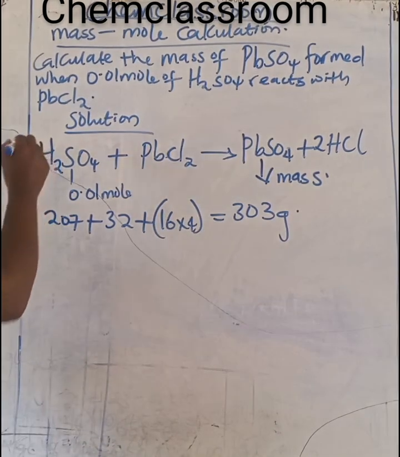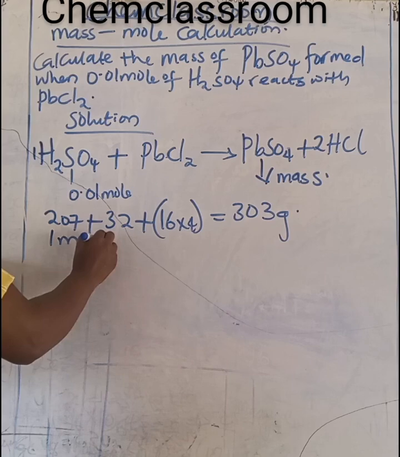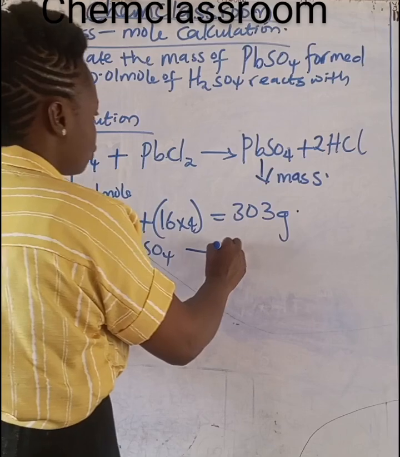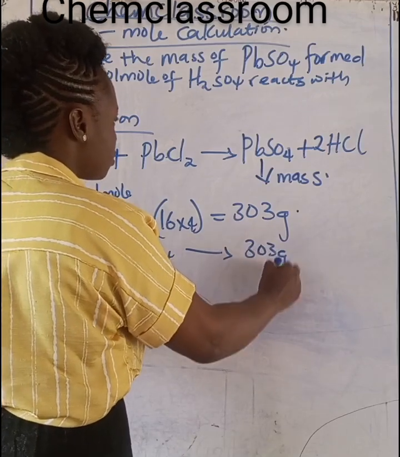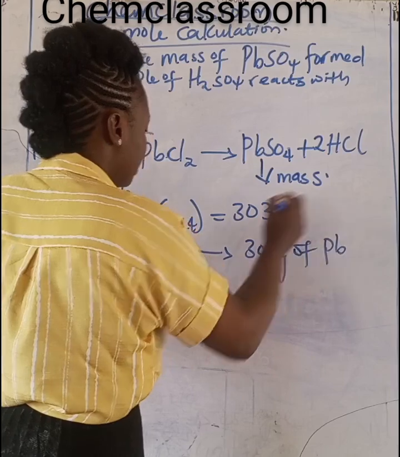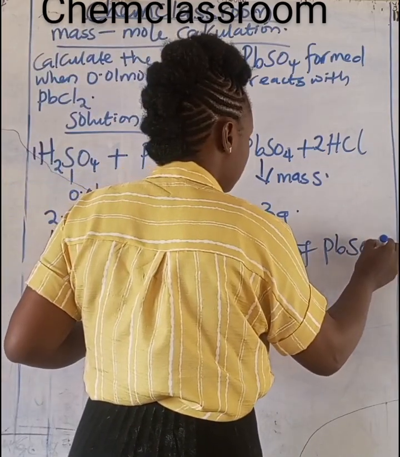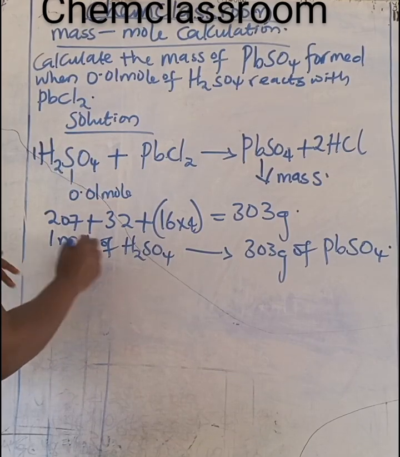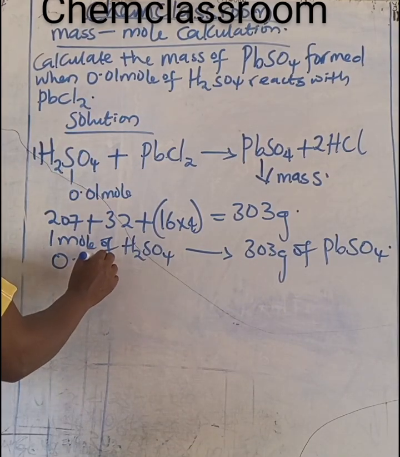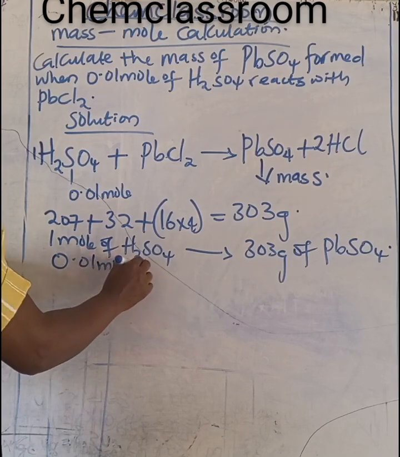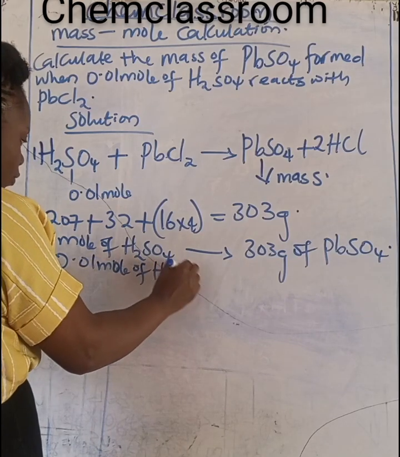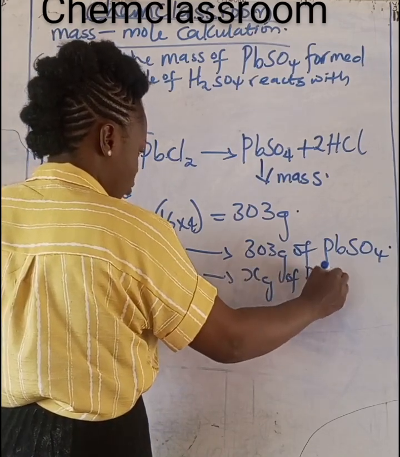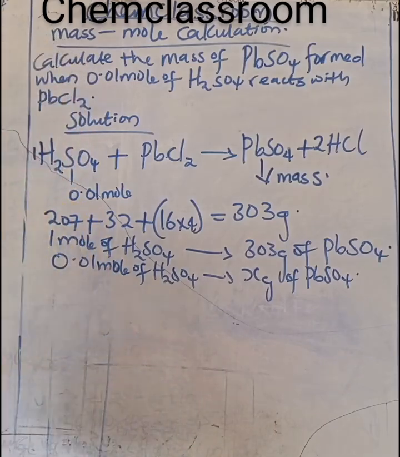Okay, so now this I'm relating to mole, and I have only 1 mole. So I will say 1 mole of H2SO4 produced 303 grams of lead tetraoxosulfate 6. So now, since I'm relating the H2SO4 with mole, 0.01 mole of H2SO4 will produce X gram of lead tetraoxosulfate 6.